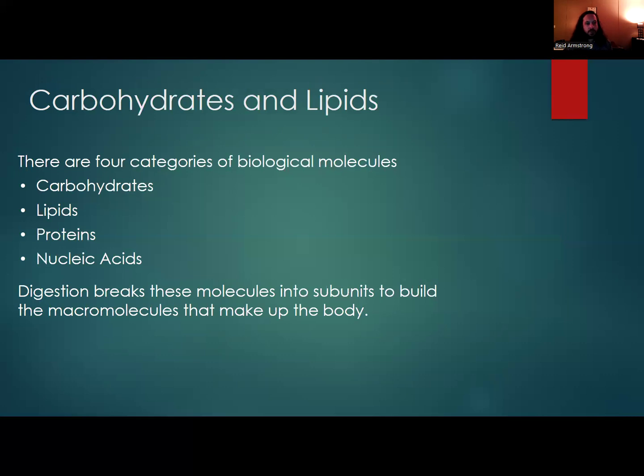So there are four categories of biological molecules: carbohydrates, lipids, proteins, and nucleic acids. Digestion breaks these molecules into subunits to build the macromolecules that make up the body. A lot of these you've probably heard about if you are at all into dieting, or just taking care of your body in a very specific way. Some people will go really hard into eating specific types of macromolecules, and other people will completely avoid other macromolecules. But it all goes into building your body. So if you're trying to build your body a certain way, you want more of some of them and less of others.